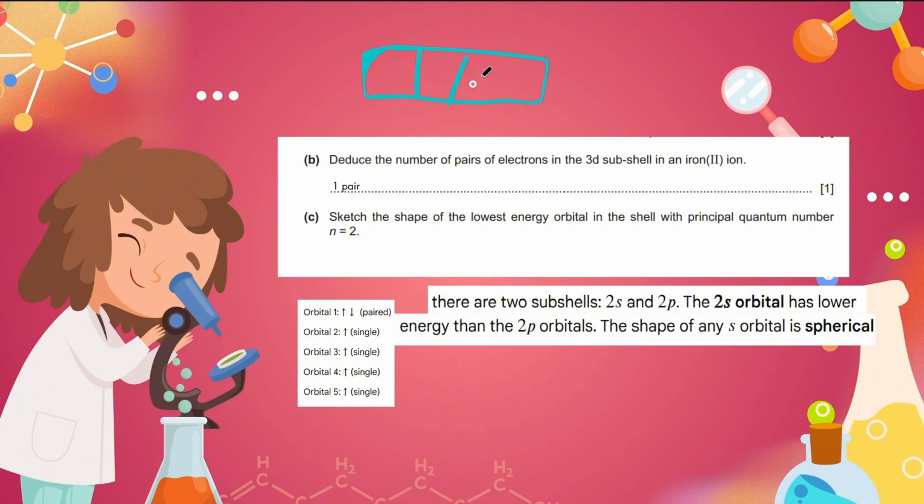Five boxes, and only two pairs. I've already drawn it for you. Each box has one electron, but only one box has another electron, making them a pair.